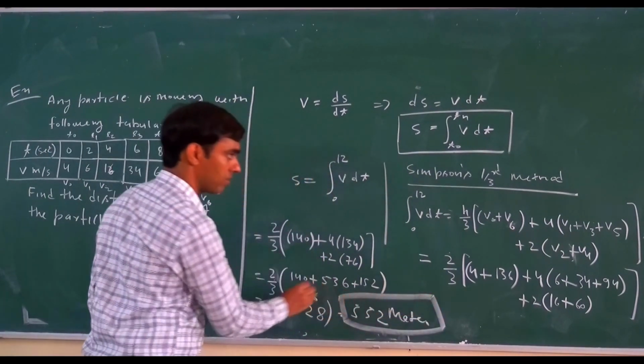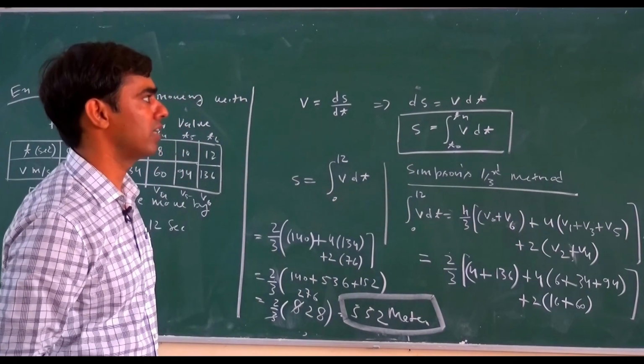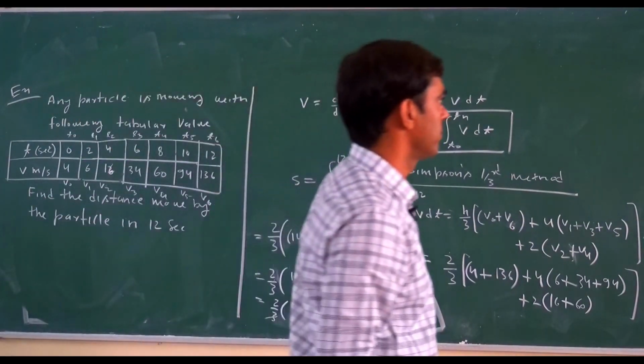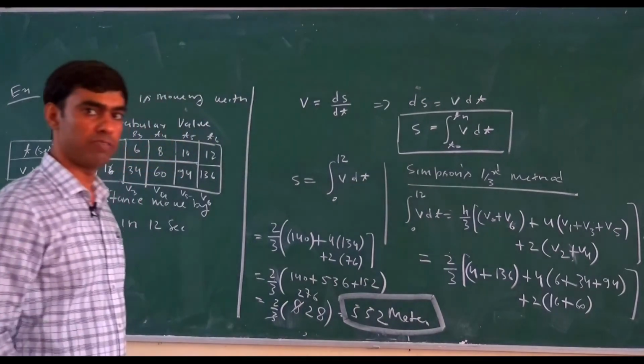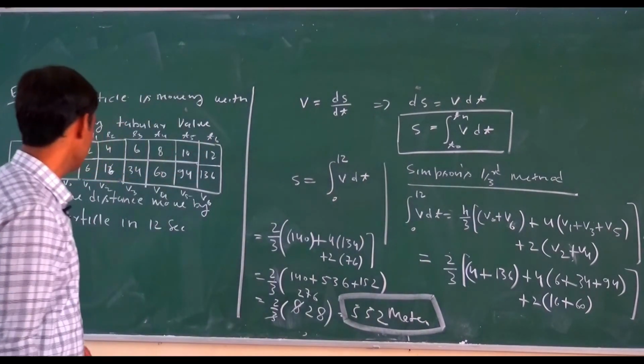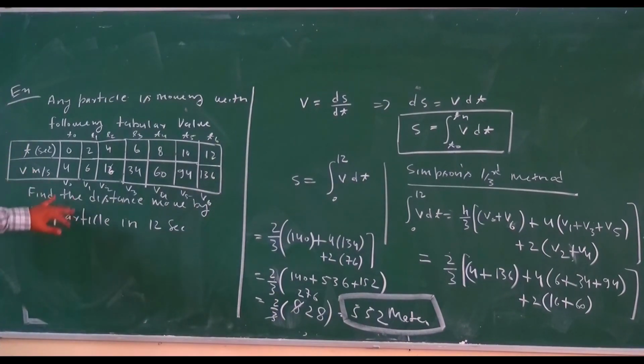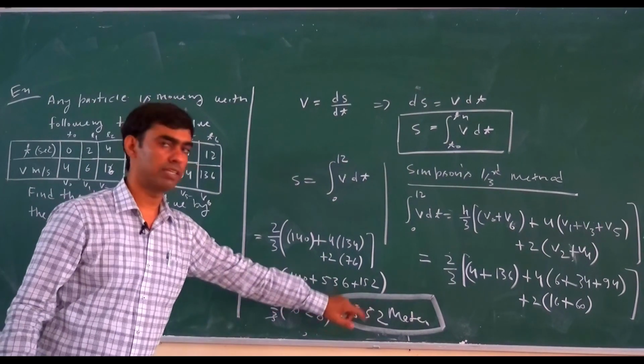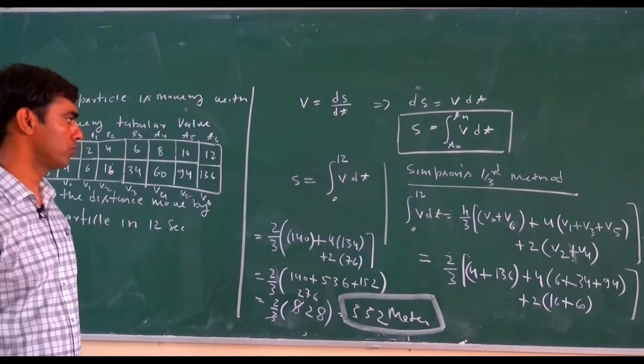I have already noted down the value for this one, and we checked it. It is 552 meters. So what is the distance traveled by any particle moving with this tabular value? It is 552 meters. So this one is the result.